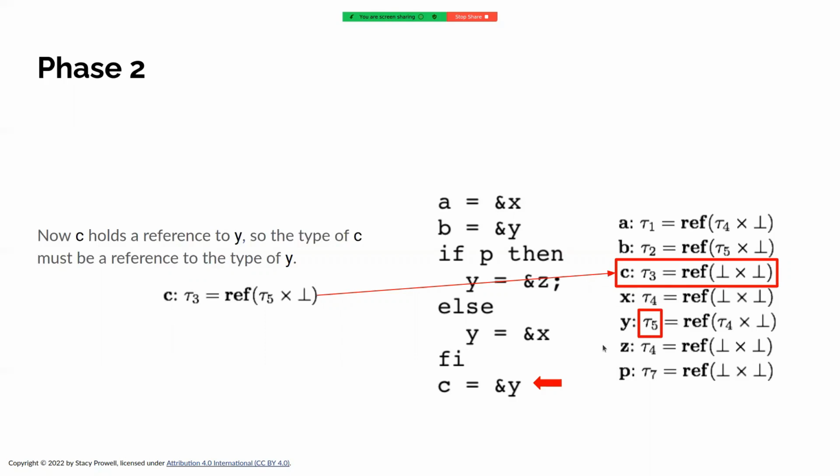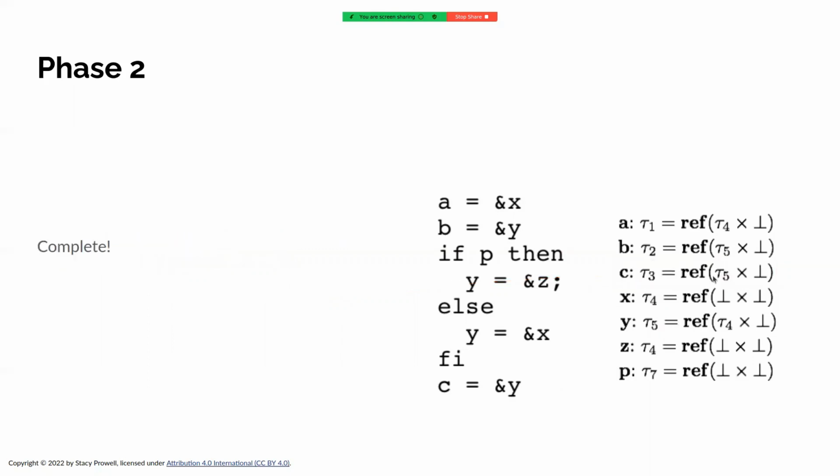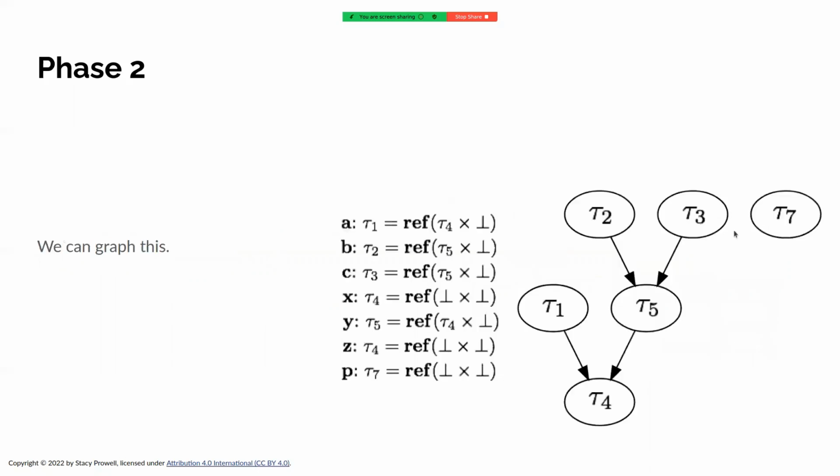All right, C holds a reference to Y, so the type of C must be a reference to the type of Y. What's the type of C? Oh, look at that, it's bottom on the left-hand side. So great, we can just plug that in and we're done. We have finished all the work we needed to do under the Steensgaard algorithm. And we wind up with this set of typing, which gives us this graph.